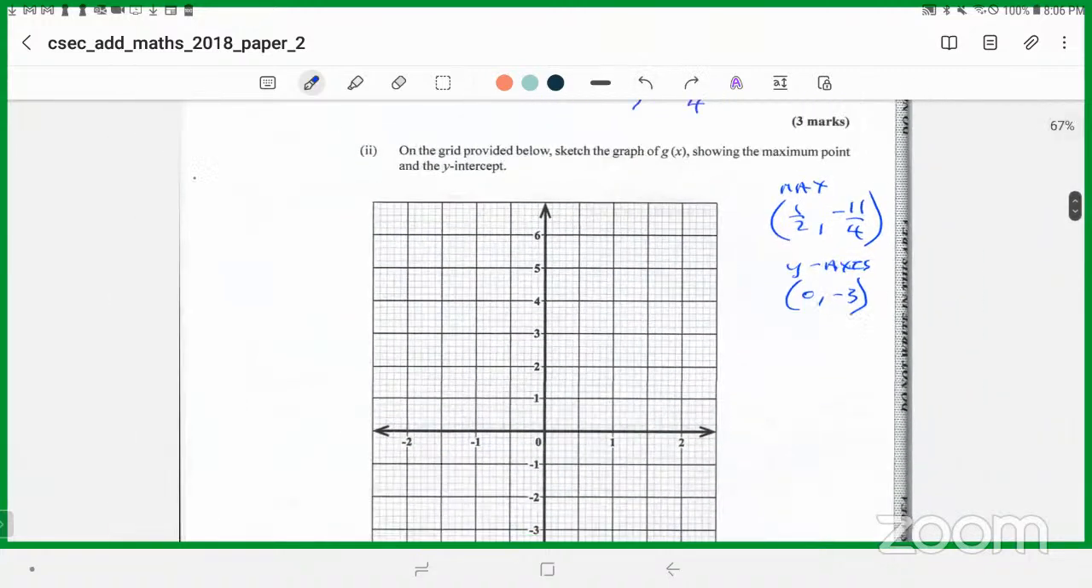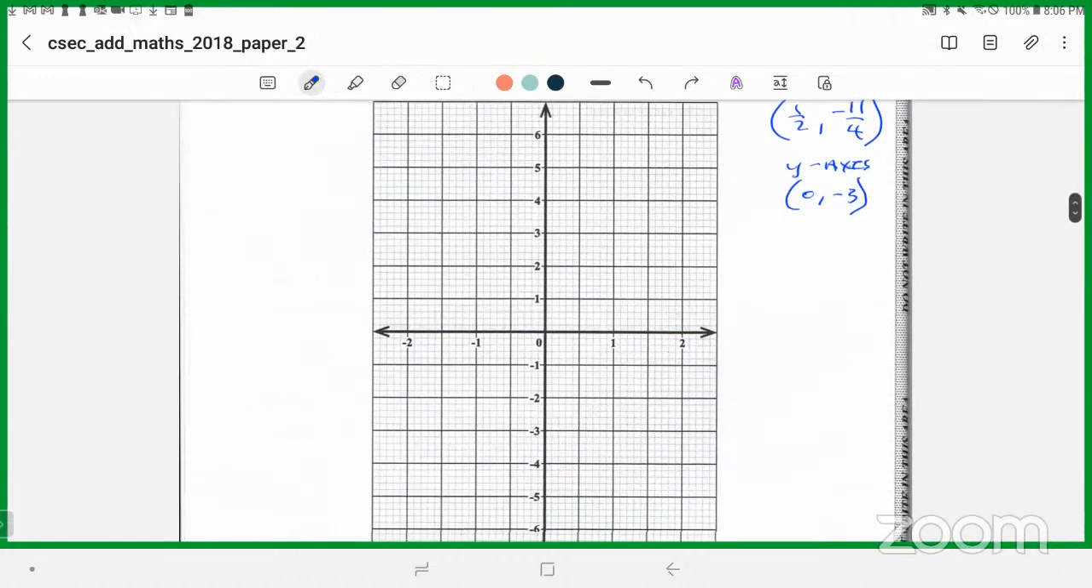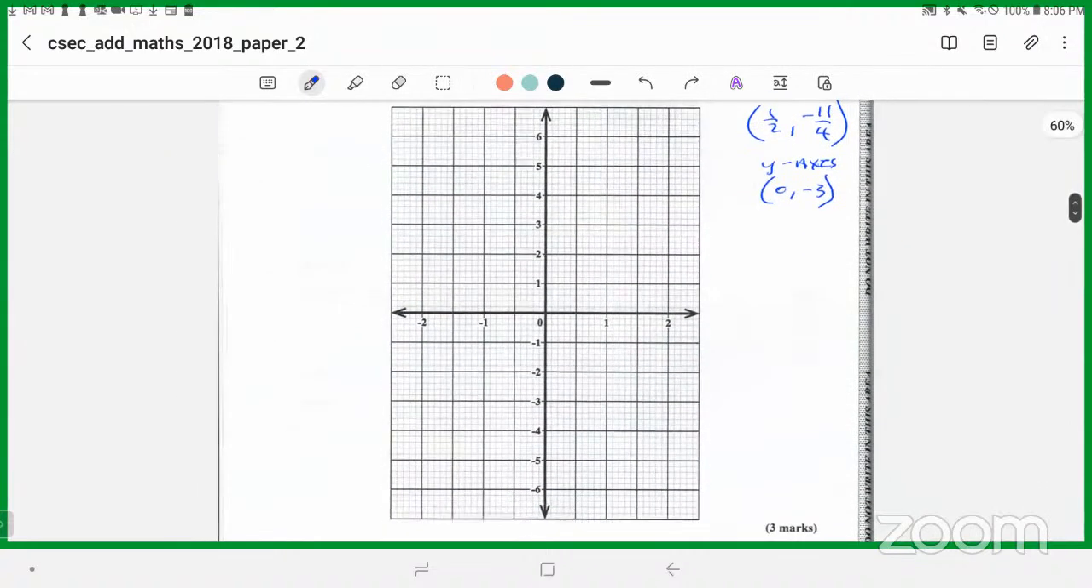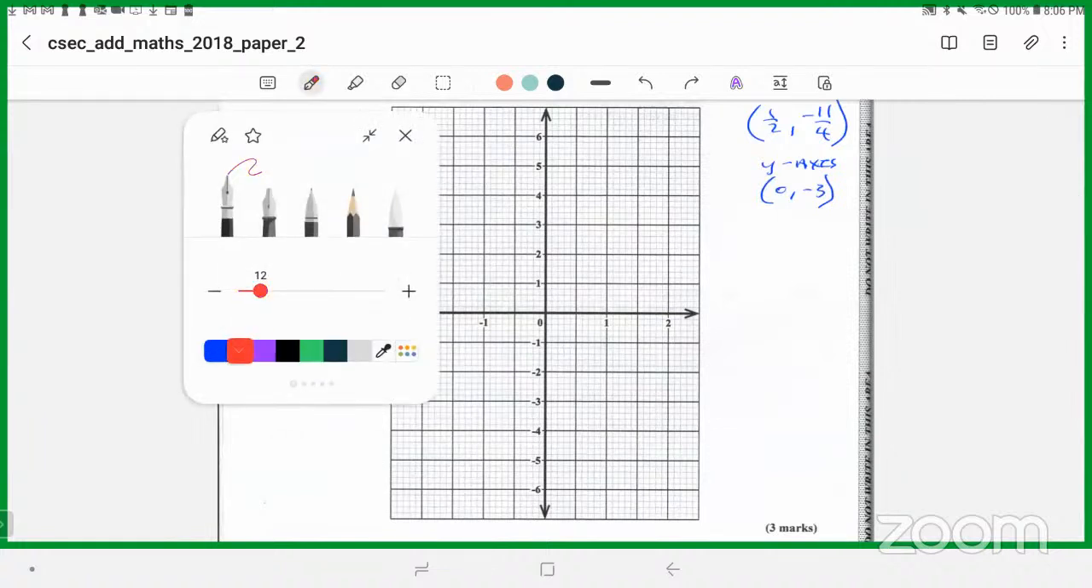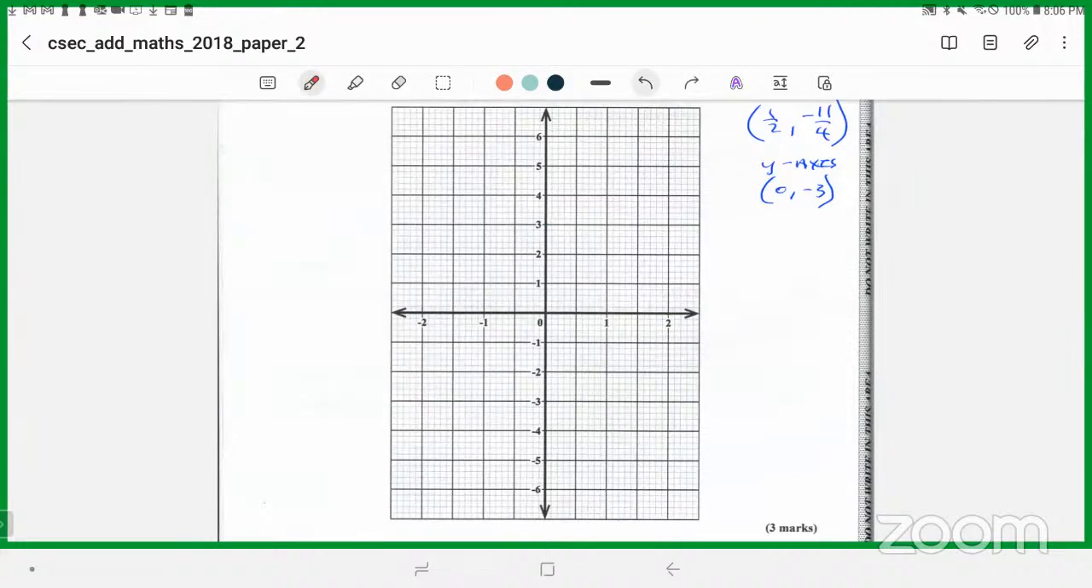I don't know why they put a scale. They give a scale. Well, let's put where the points would be. So the y-axis intercept, let's use it. Y-axis intercept would be negative 3 right here. That's where we got the y-axis. And this turning point is going to be half. So half right here. So negative.